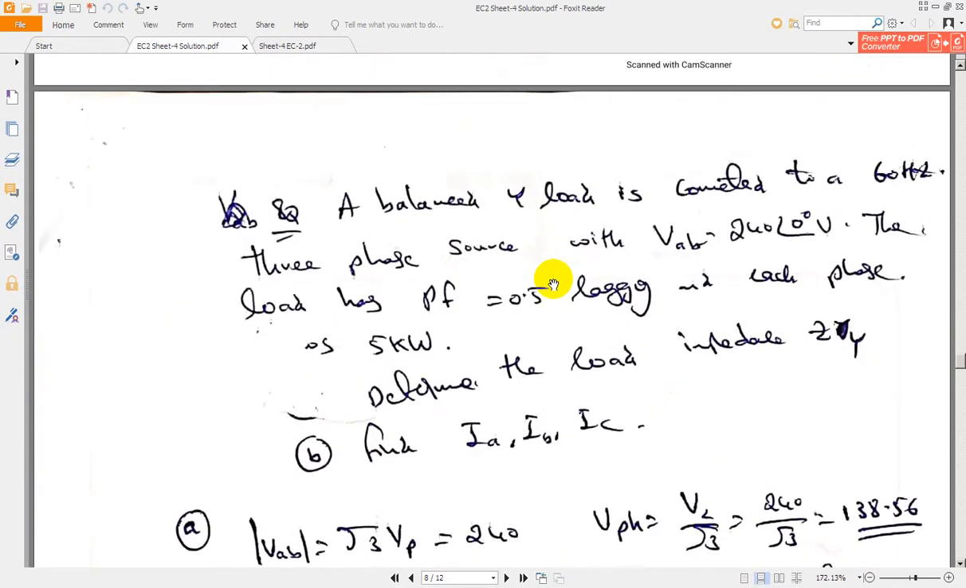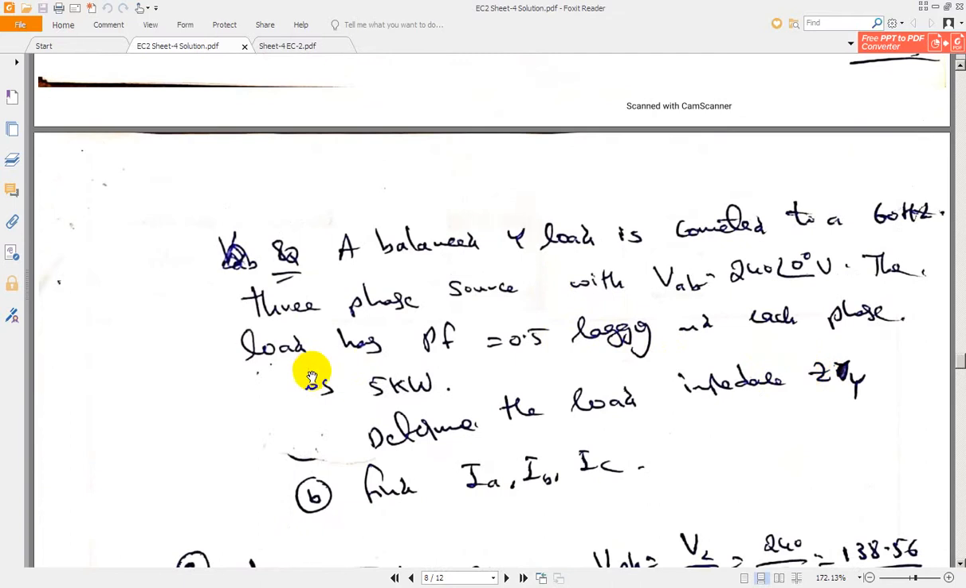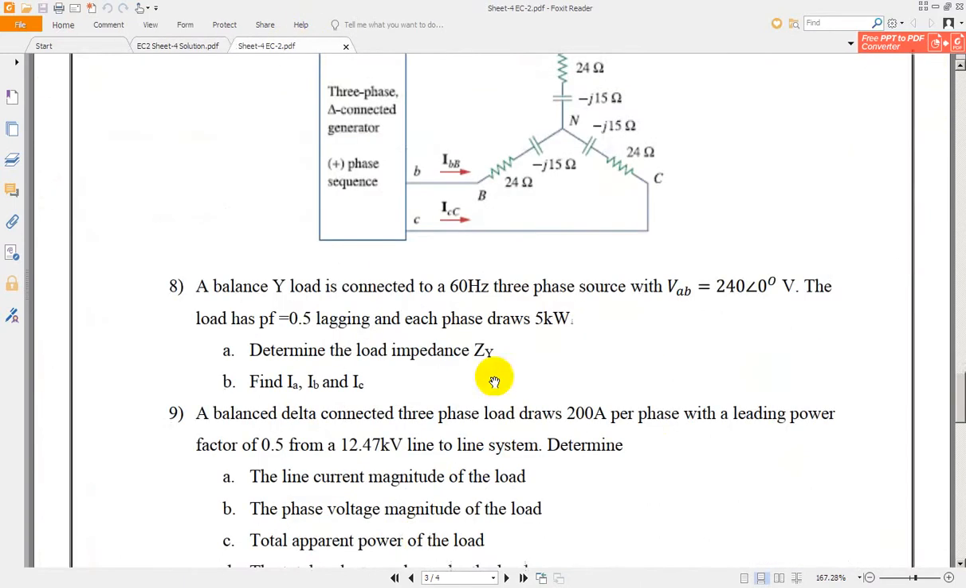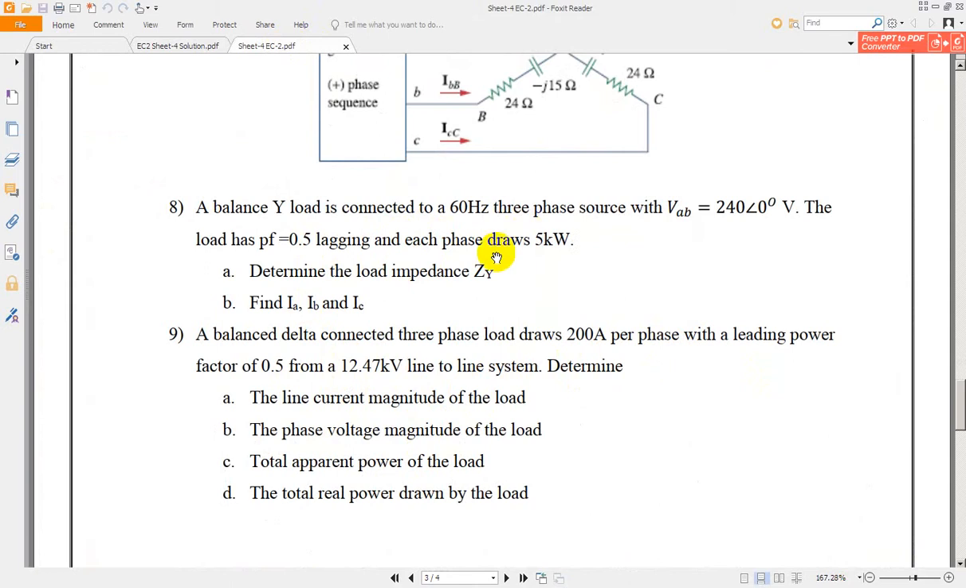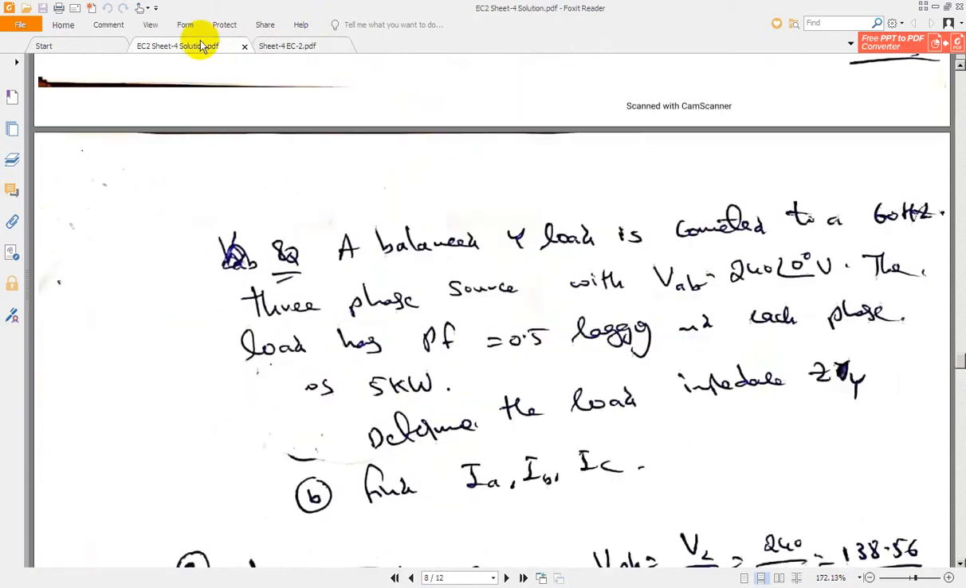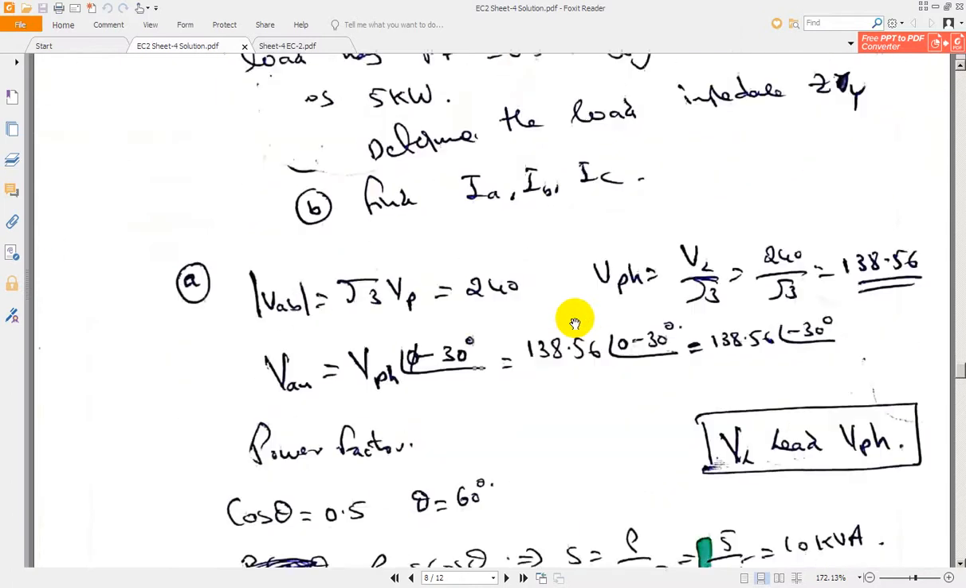How did we get 5? If we go into the question, it says each phase is loaded with 5 kilowatts. If you read out the problem here, each phase draws 5 kilowatts. 5 kilowatts means it is real power. Watt, kilowatt, the units of real power are watts.